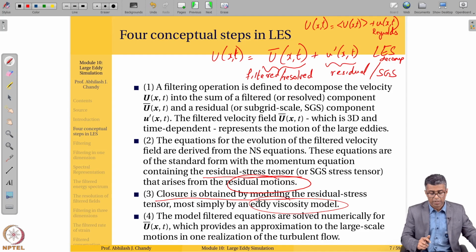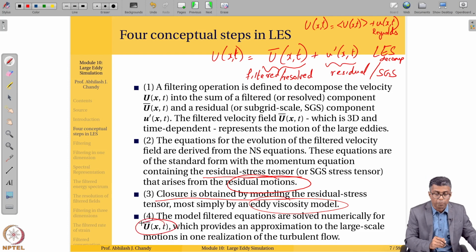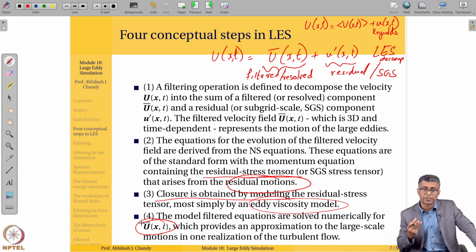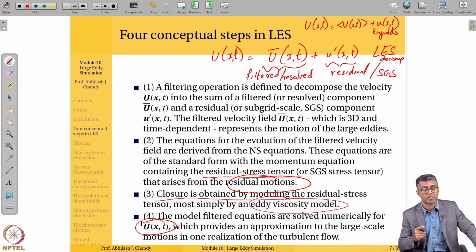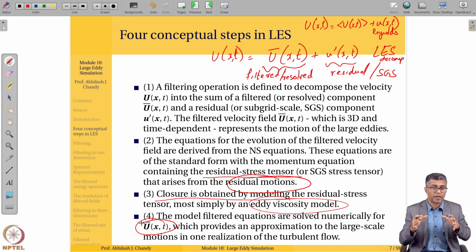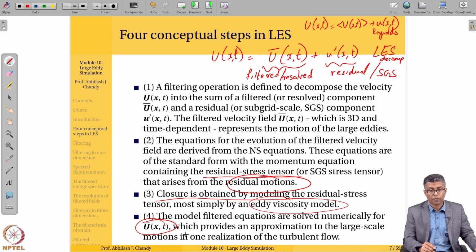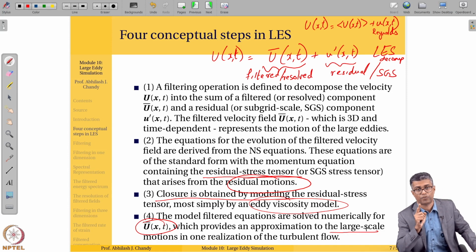Finally, the fourth step is that the modeled filtered equations are solved numerically for U bar. Your filtered equations are in terms of U bar. So you are solving for U bar at every point in space, at every point in time. When I say every point in space, it is for a coarse grid, right? It is on the filtered grid. It is on the coarse grid corresponding to the large scales. So this provides an approximation to the large scale motions in one realization of the turbulent flow.